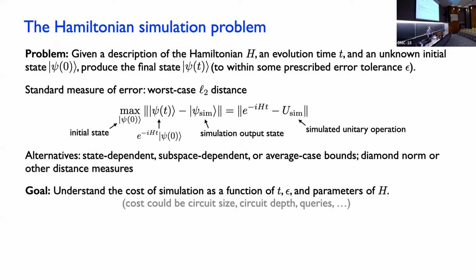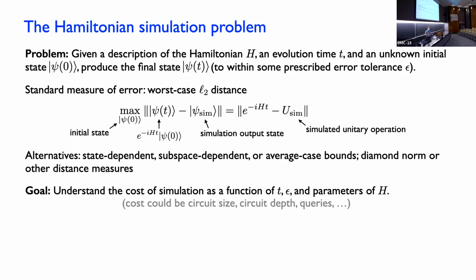And now our goal, once we've said that this is the task we would like to achieve, is to understand the cost of doing this as a function of various parameters. So as a function of the amount of time we want to evolve for, as a function of the error that we allow, and as a function of various parameters of the Hamiltonian. So like maybe the number of spins that it acts on, or things characterizing how local it is, or we'll talk about sparse matrices and we can ask about how sparse it is. So various parameters of the Hamiltonian could go into our characterization of the cost of the algorithm.